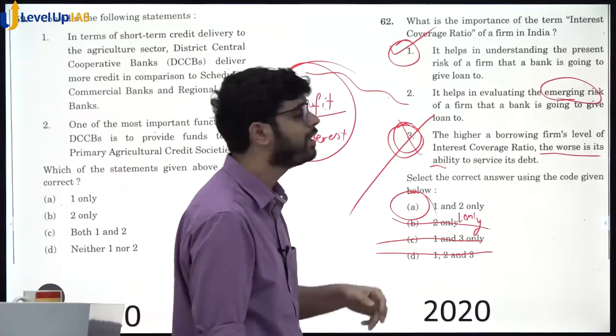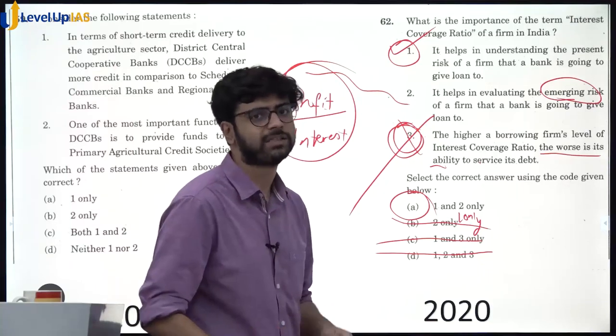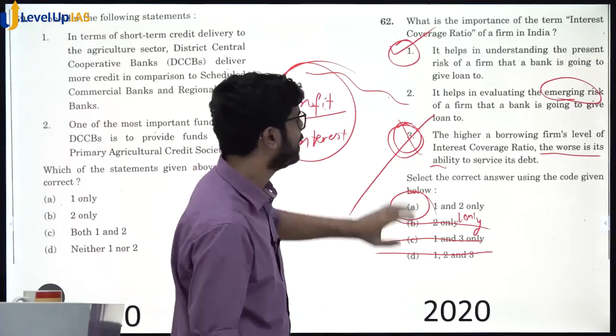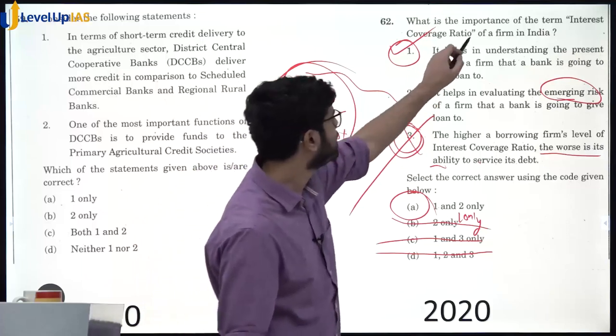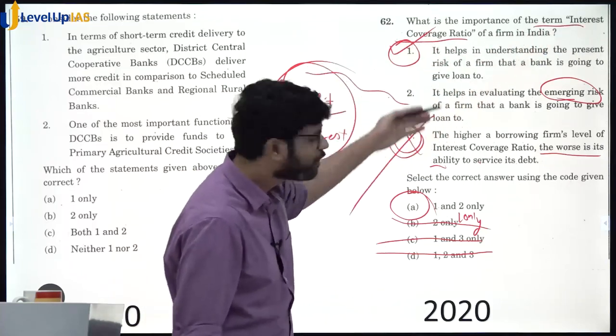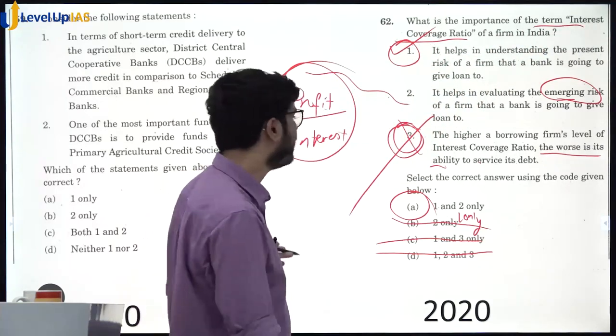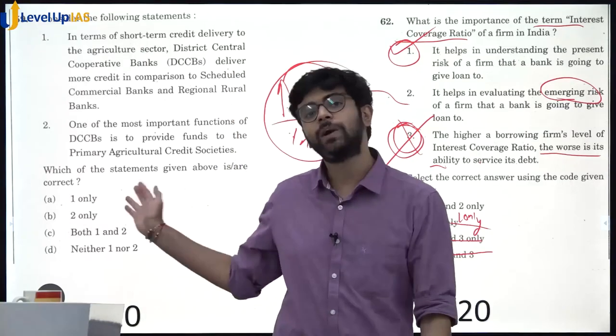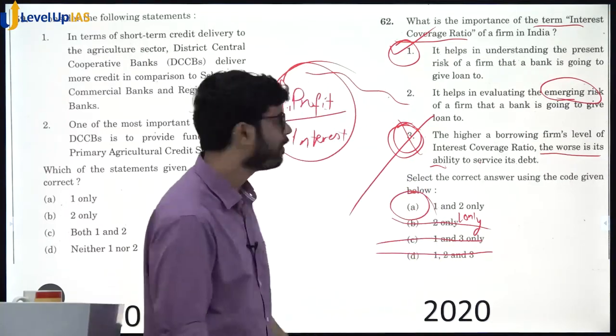But in economics, very few questions check facts. The maximum number of questions check concepts. Now imagine if you know the interest coverage ratio very well, this is a very easy question. I hope you remember the 20-20-20-20 rule. In that first 20, this will come. But if you are confused, it will come in the middle 20.